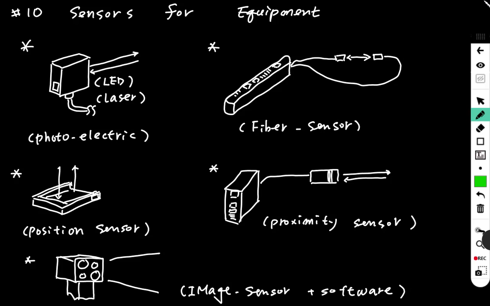We are going to learn about the sensors for the equipment. The basic sensor types are below. The first one we talk about is the photoelectric sensor.